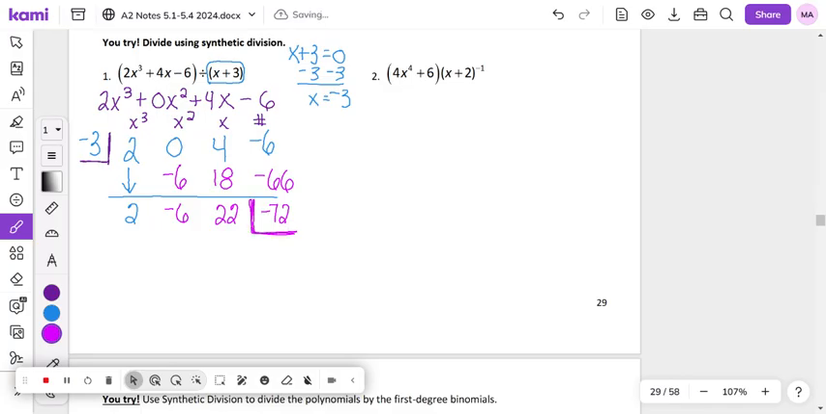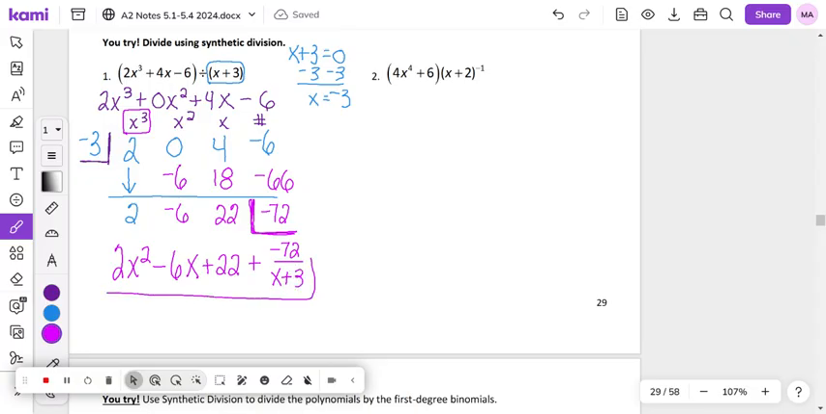Now, what's nice about this one, we didn't have a fraction in here, so we don't have to divide these values by anything. So let's remember, this column was x cubed, so this will be 2x squared, and then minus 6x plus 22. And then we take our remainder and we put it over our divisor, which was x plus 3. And that is your answer.